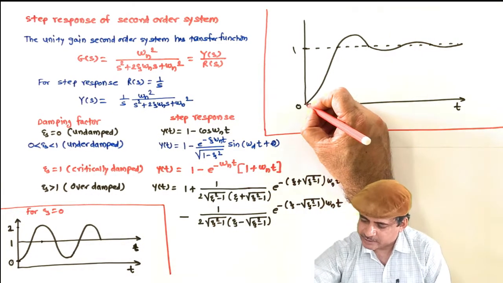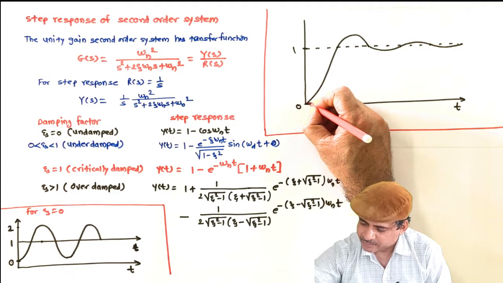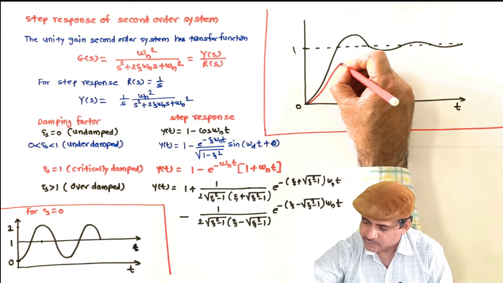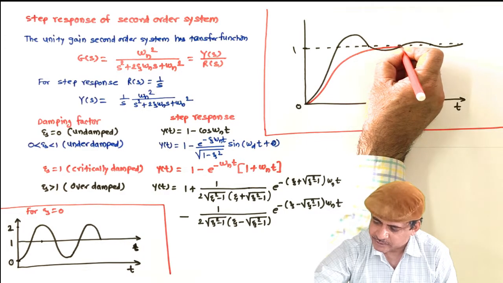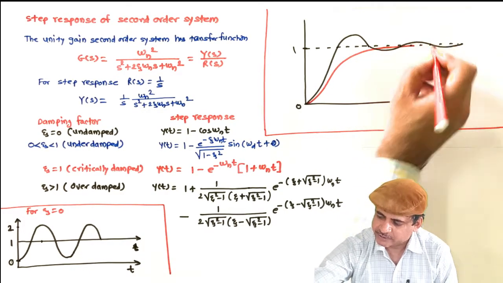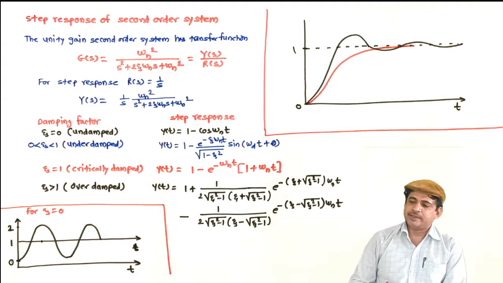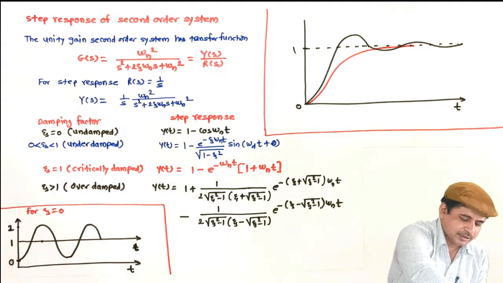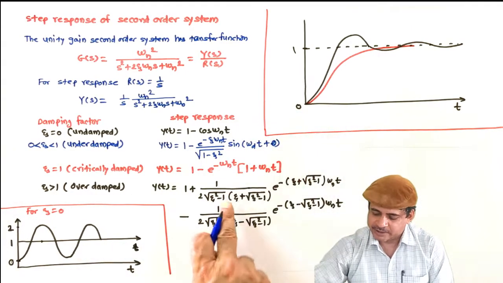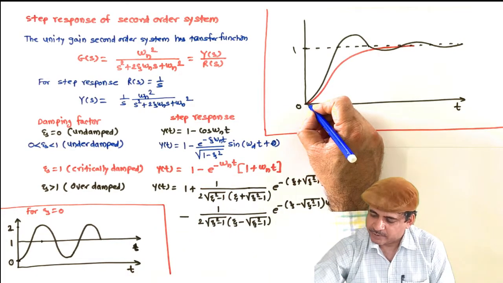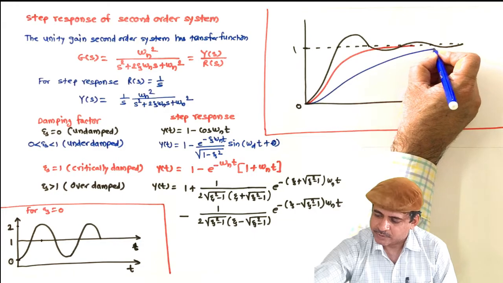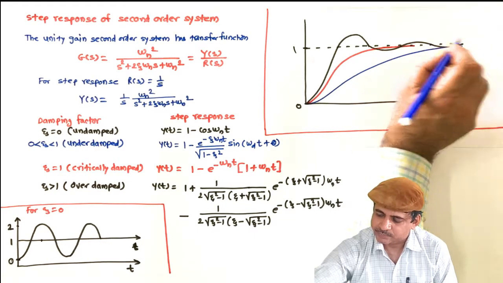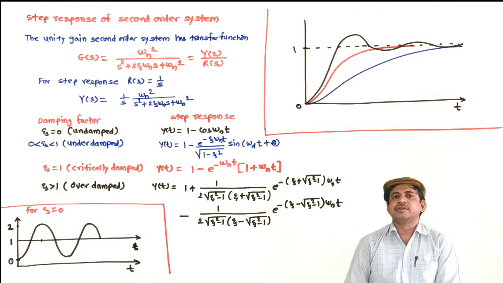Then next, if I consider the critically damped, the response will be like this. It is almost like a first order system, and it will touch this line at t equal to infinity. And for the overdamped system, the response will be like this, very slow as compared to the critically damped.